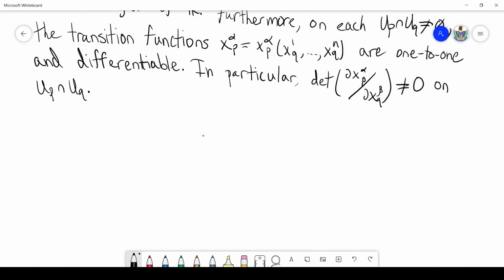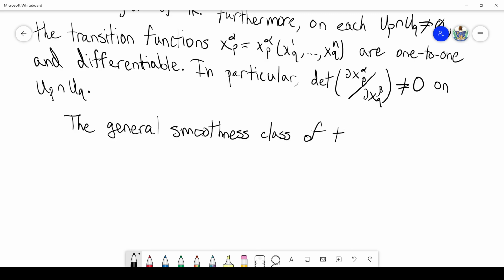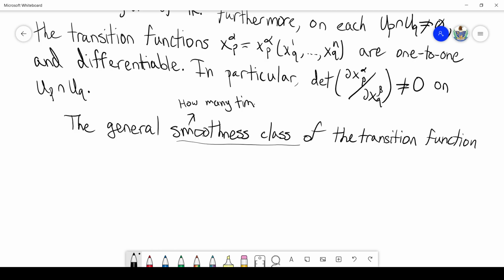And furthermore, there's the general smoothness class of the transition functions, which means essentially how many times we can continuously differentiate.